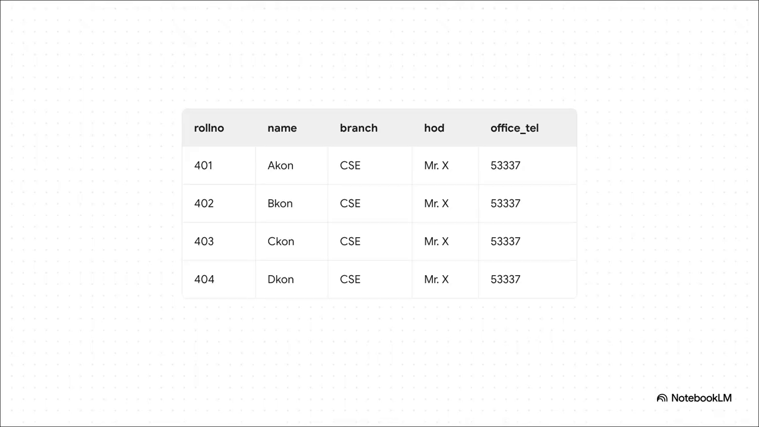The head of department, Mr. X, and his office number are copied over and over and over again for every single student. This is what we call data redundancy, and it's a time bomb. Just imagine Mr. X gets a new phone number. You'd have to hunt down every single one of these rows to update it. And if you miss just one, boom, your data is now inconsistent, it's unreliable. This is exactly the kind of chaos we're here to fix.